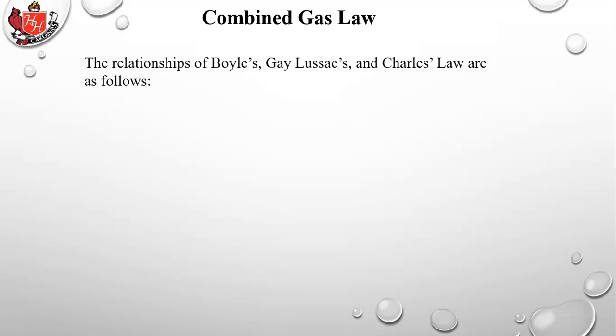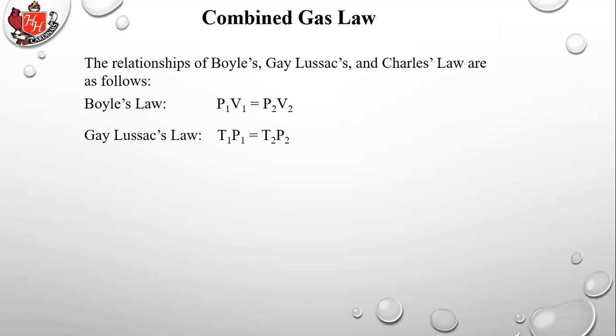The relationship between Boyle's, Gay-Lussac's, and Charles' law are as follows. Boyle's law says that pressure and volume are related. So if you change the pressure and volume, the pressure times the volume before you make a change has to equal the pressure times the volume after the change. That's what that equation is saying. Gay-Lussac's law says that temperature and pressure are related in a similar way. And Charles' law says that temperature and volume are related.